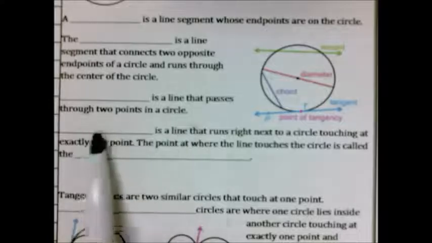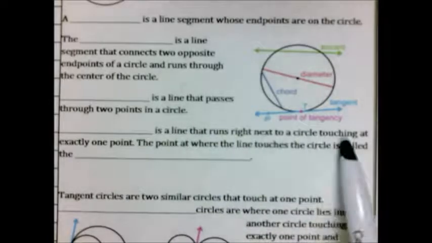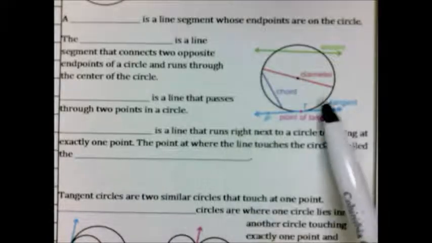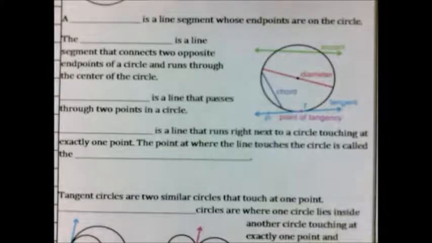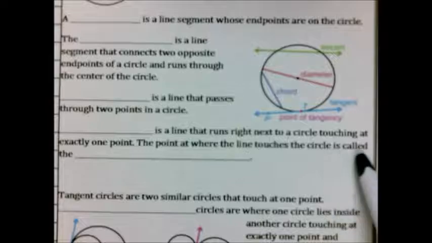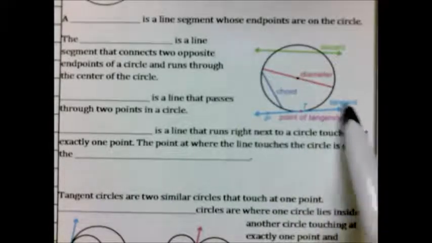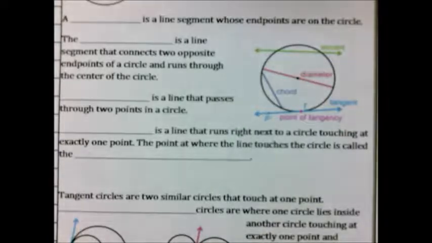Next one, blank is a line that runs right next to a circle, touching at exactly 1 point. That is the tangent line. The tangent line runs right along the edge without going inside the circle. It just touches at that 1 point on the edge. Now, the point where the line touches the circle is called the point of tangency. That's where it touches the circle at that 1 point.